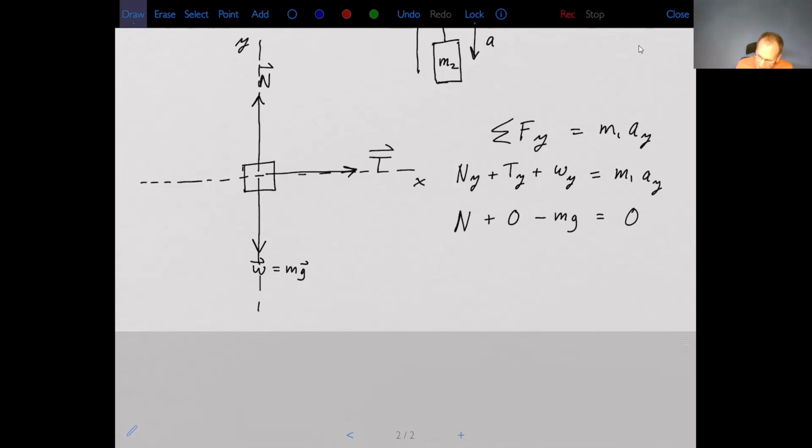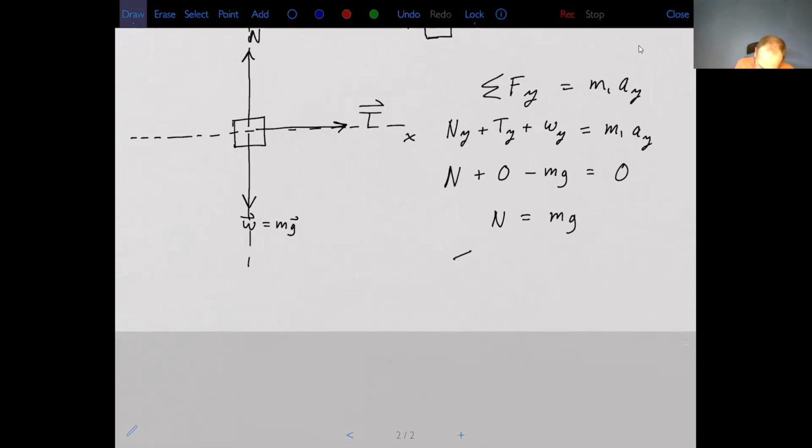And then if I solve this, I can move the mg to the other side, and I'm going to get that the normal force, in this case, is just equal to the weight. That actually would be very important if we had friction, because friction depends on that normal force. For this particular case, it doesn't really matter. It's a true statement, but it's not going to really help us. So now I'm going to go to the x direction.